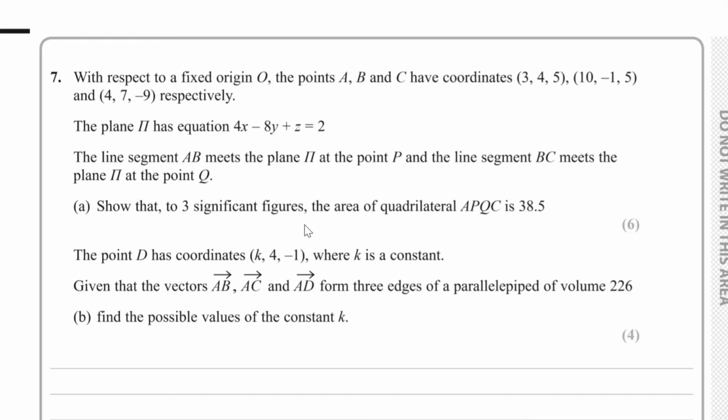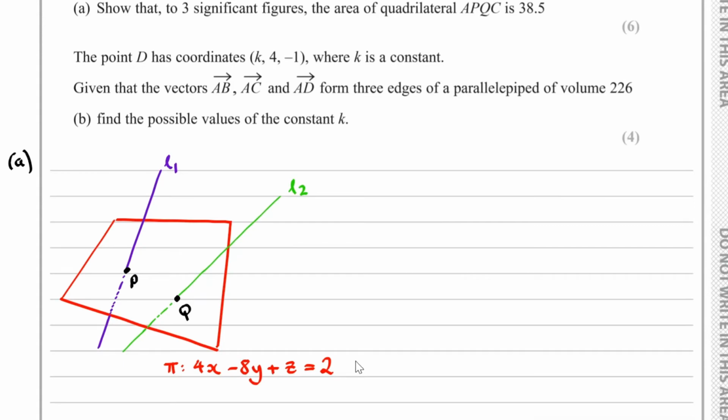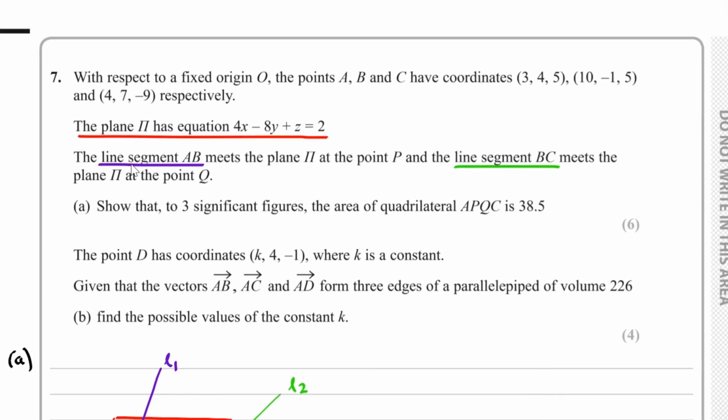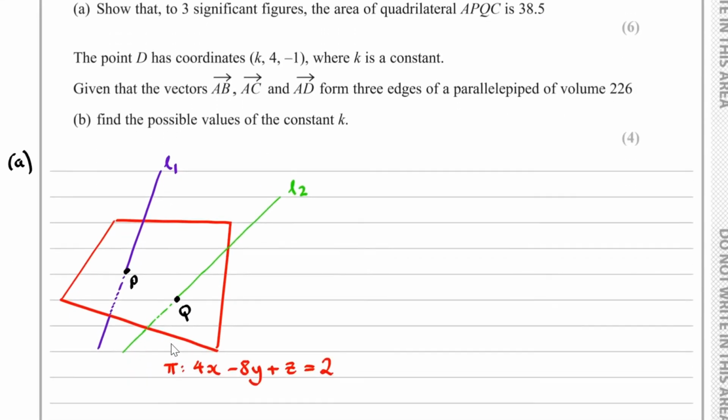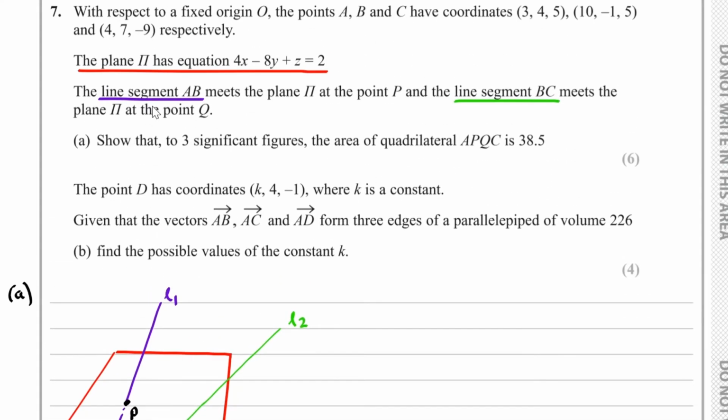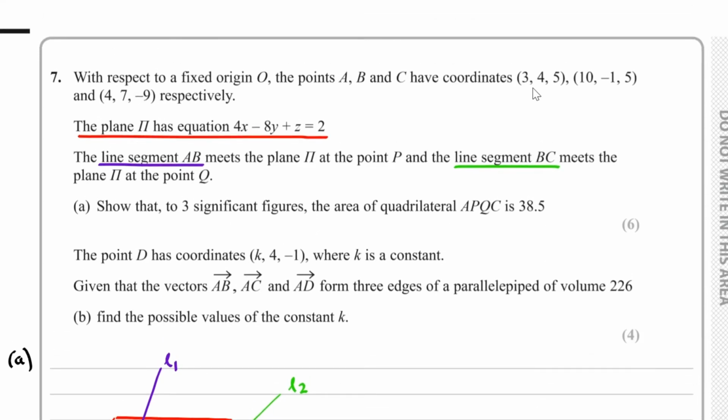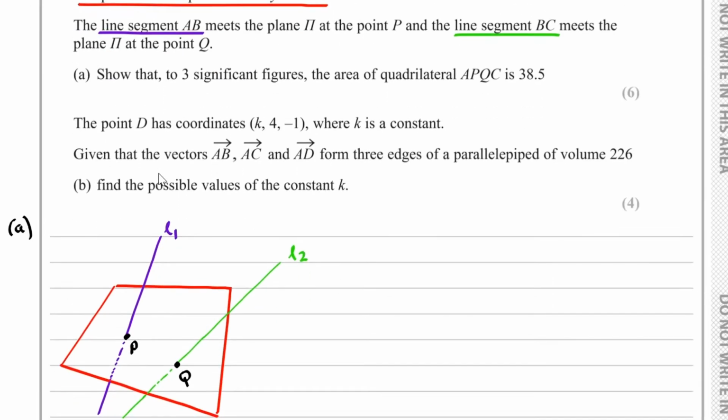I think at this point it would be a good idea to sketch out the problem. So I've drawn out the problem. We've got L1, which corresponds to the line segment AB, and the line L2, which corresponds to the line segment BC. They both meet the plane pi at P and Q respectively. Hopefully you can recognise that A will lie somewhere on this line, and on this green line, the line BC, C lies somewhere on this line.